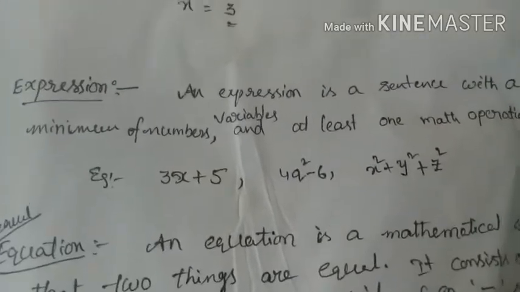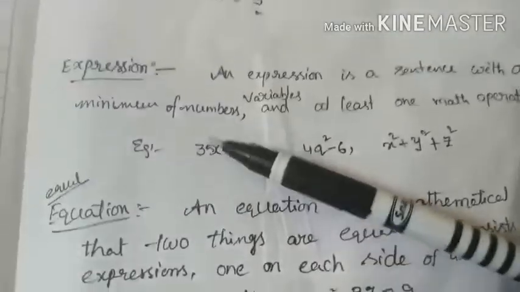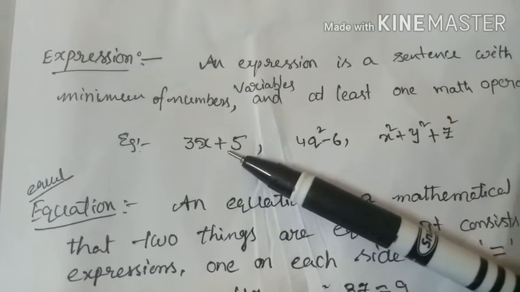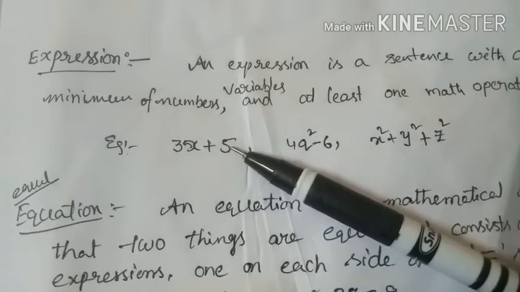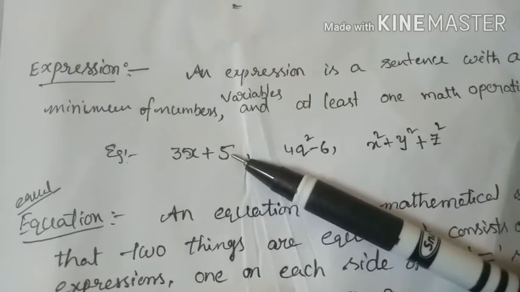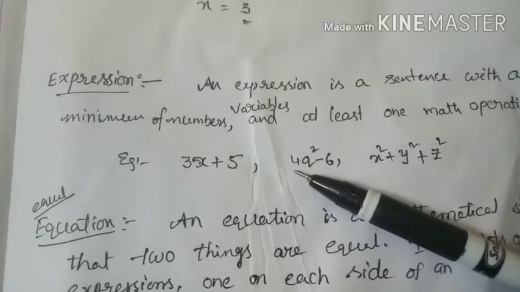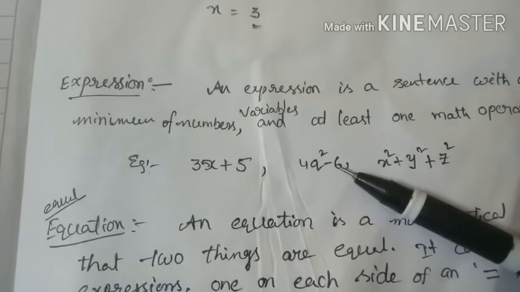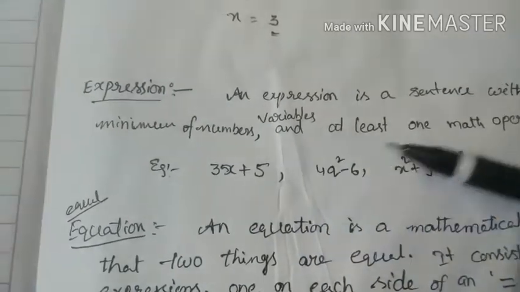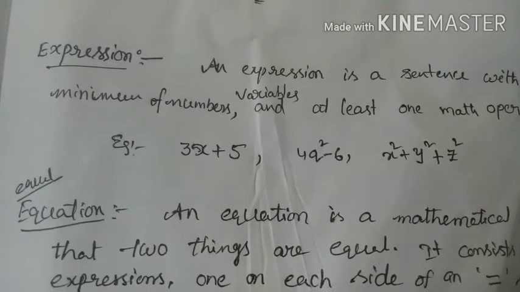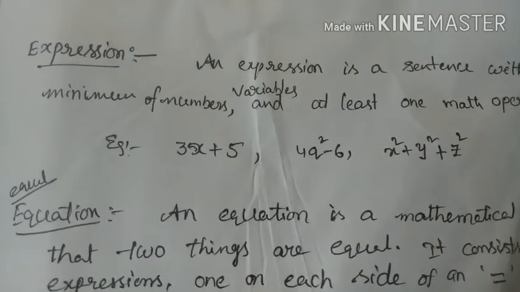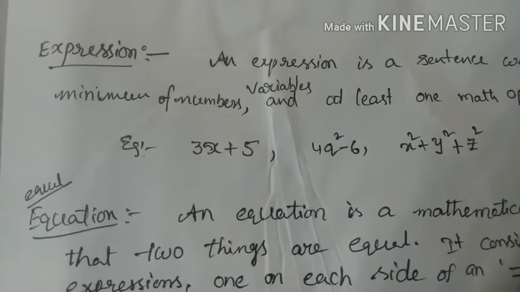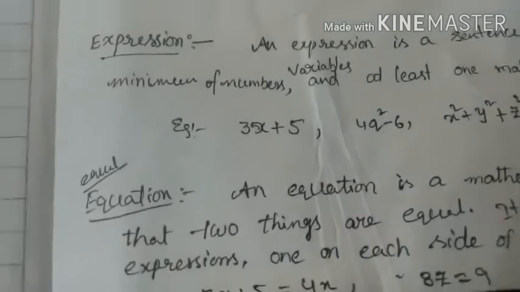So in this, 3x plus 5: what is 3? A number. x is a variable. Plus is an operator. 5 is also a number. Next one, 4q square: 4 is a number, q is the variable, minus is an operation, 6 is a number. So simply wherever you see the combination of variables, operations, and numbers, that is called an expression.